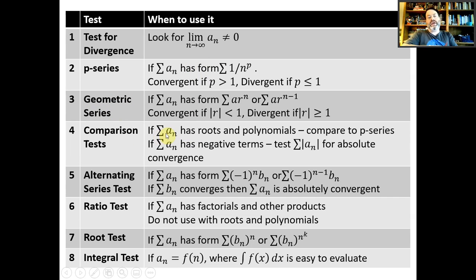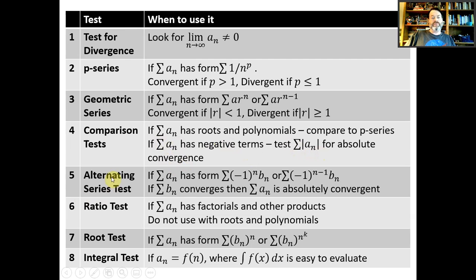So for comparison tests, if the sum of the a_n contains roots and polynomials, only roots and polynomials, compare it to a p-series. Geometric series look a little bit different. If a_n has negative terms, test the absolute value of a_n for absolute convergence. This is the technique I was talking about. You can always test for absolute convergence. And if it's absolutely convergent, it's convergent.